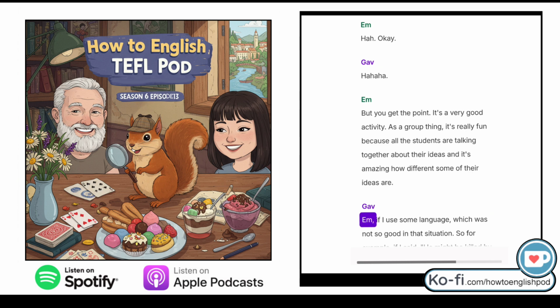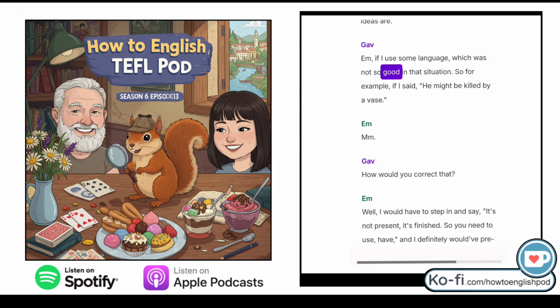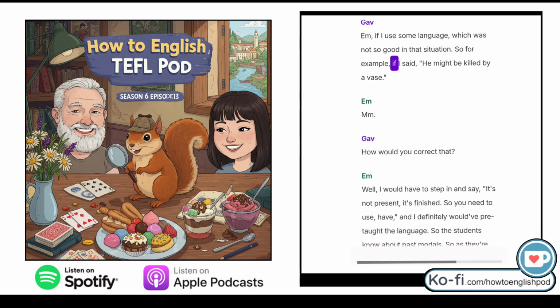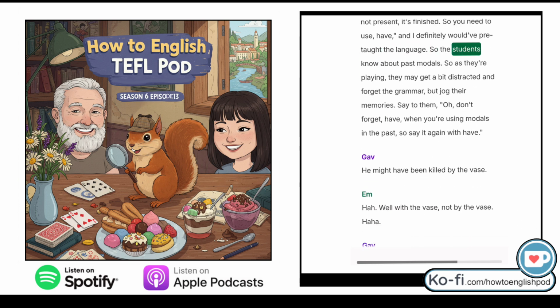If I used some language which was not so good in that situation, so for example, if I said he might be killed by a vase, how would you correct that? Well, I would have to step in and say, it's not present, it's finished, so you need to use have. And I definitely would have pre-taught the language so the students know about past modals. So as they're playing, they may get a bit distracted and forget the grammar, but jog their memories, say to them, oh, don't forget have when you're using modals in the past.